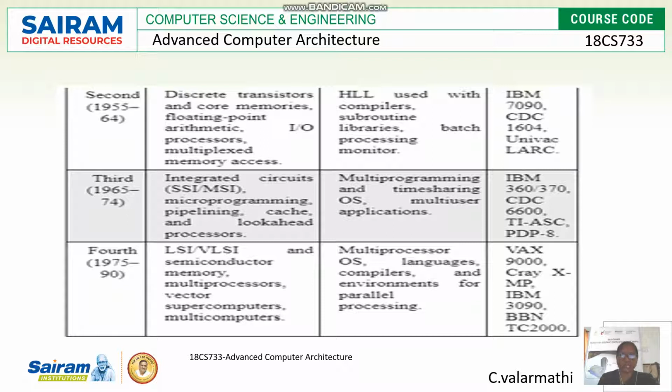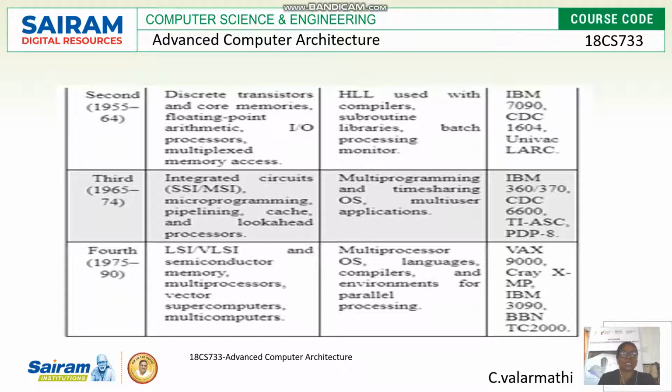The languages used in the second generation are high level languages with compiler support, subroutines, libraries, and batch processing monitors. The best example architecture for second generation computers is the IBM 7090, and the second generation lies between the years 1955 and 1964. The disadvantages of transistors are that they are costly, and scalability to achieve upgraded versions of computers was not possible in the second generation.